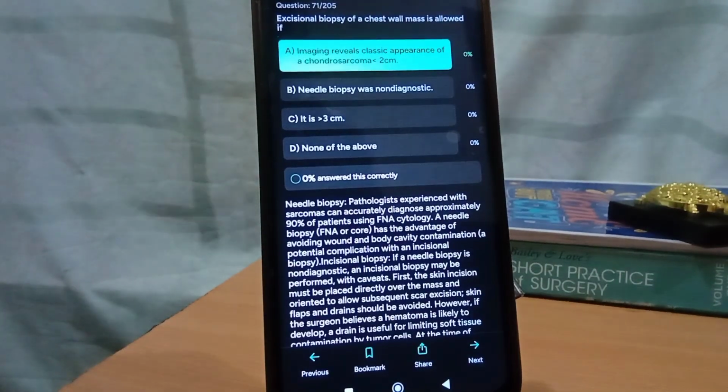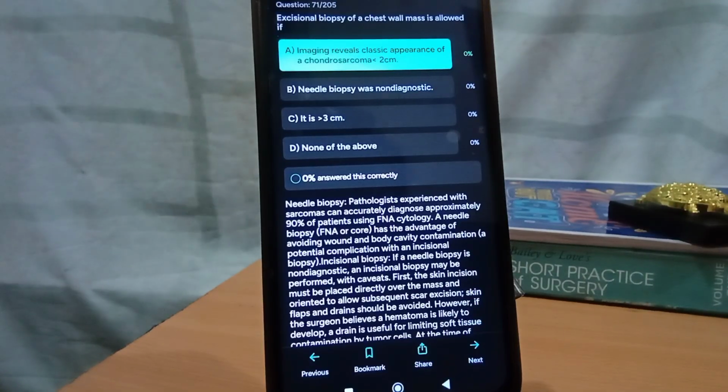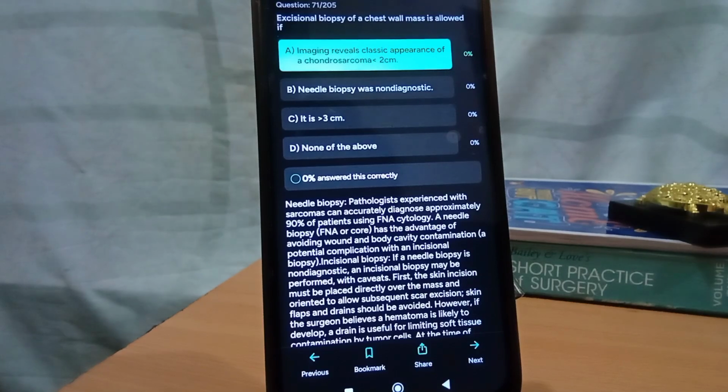So excisional biopsy of a chest wall mass is allowed if imaging reveals classical appearance of chondrosarcoma, less than 2 cm. Needle biopsy was non-diagnostic. It is more than 3 cm. None of the above. Needle biopsy: pathologists experienced with sarcoma can accurately diagnose approximately 90% of the patients using FNA cytology. A needle biopsy has the advantage of avoiding wound and body cavity contamination.